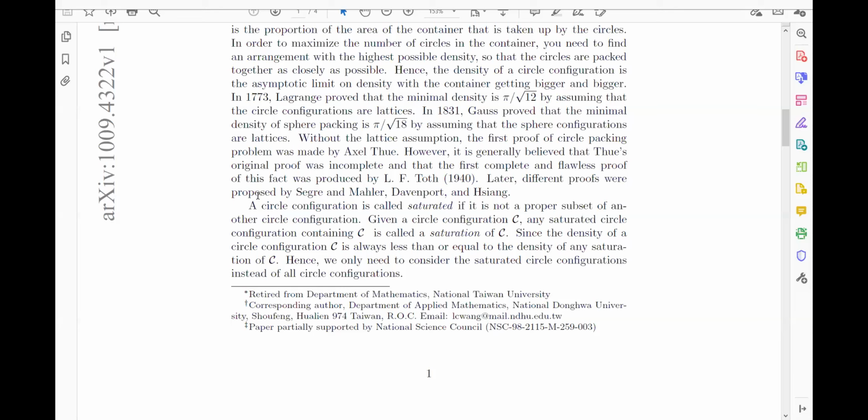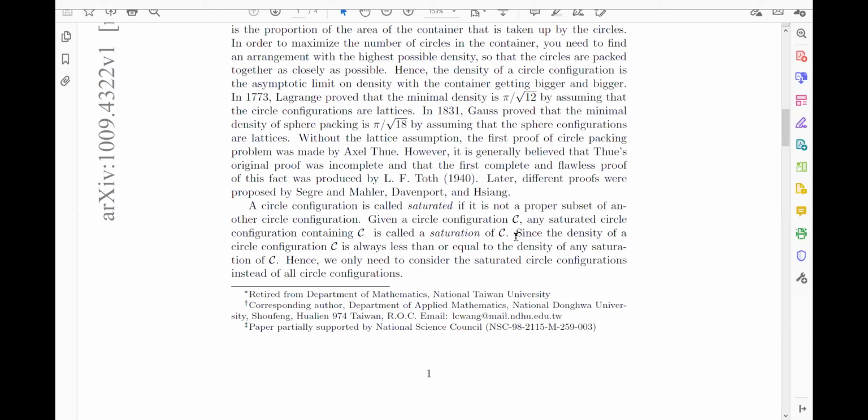And I will go back to, okay, so boundary issues are going to be very bad. But if we go sufficiently far out, hopefully they're not going to really have much to play with. And so they're starting off over here by saying a configuration, as I said, is saturated if you can't add anything else. All right. So given a circle configuration C, where C is going to be the centers of our circles, every saturated circle configuration containing C is called a saturation of C.